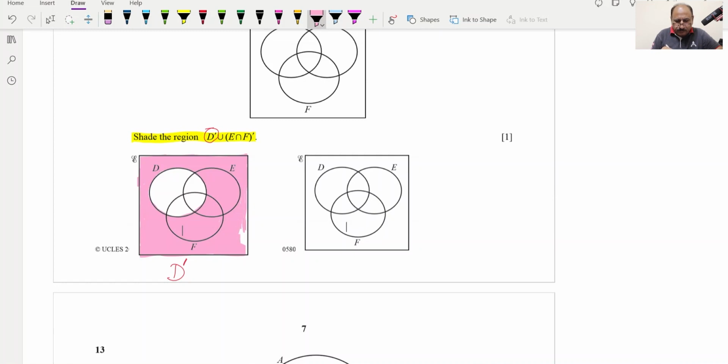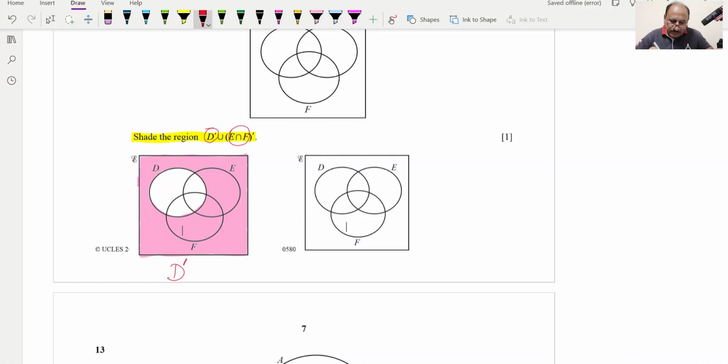And this will be D complement. Now after drawing this D complement, we will draw E intersection F complement.